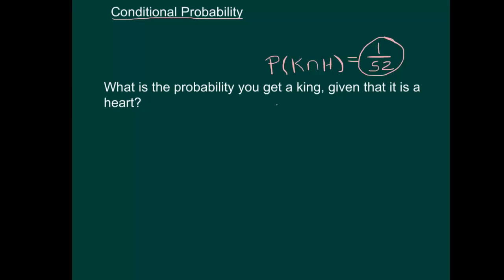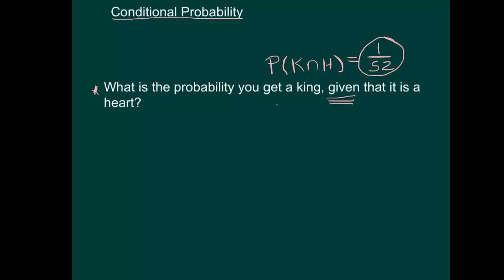This question is different, this one in white, and it all centers on this word right here, or what distinguishes it from the one above is that word right there, given. So it says, what is the probability you get a king given that it is a heart?